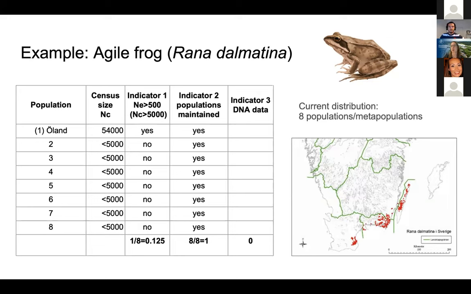Again, based on an NE to NC ratio of 0.1, only 1 out of 8 populations have an estimated NE larger than 500, and this gives a value of 0.125 for indicator 1. All the populations are still being maintained, and this gives a value of 1 for indicator 2. And there's no genetic monitoring for agile frog in Sweden, and therefore the value for indicator 3 is 0.